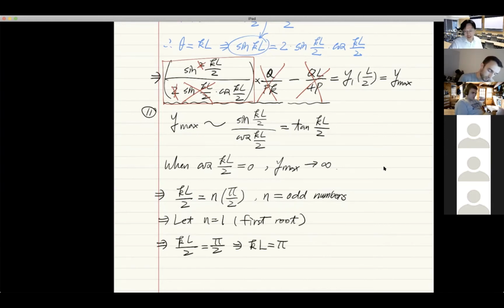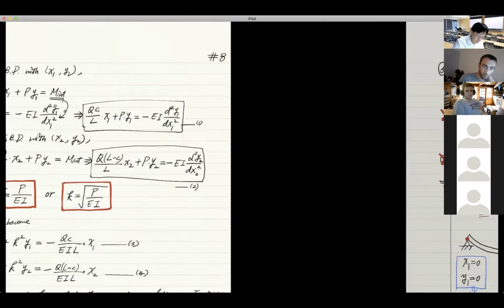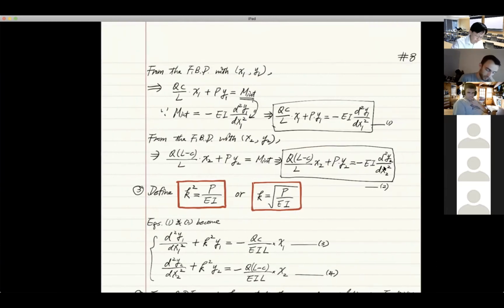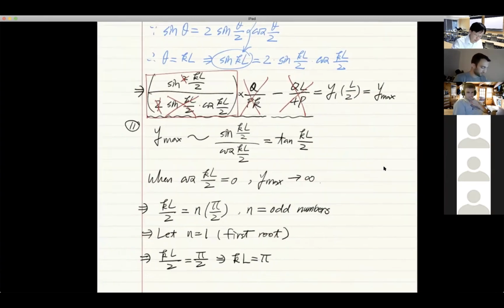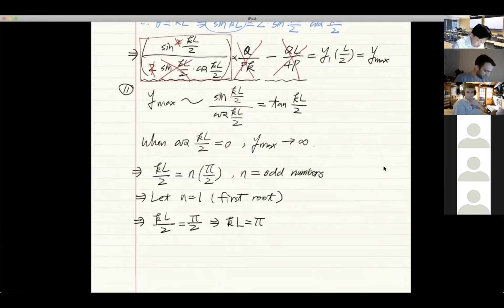And we know that by definition, k equals the square root of P/EI. You remember that's a definition we have, where? Let's go back to here. We said that k squared equals P/EI, so k equals the square root of P/EI, right? So by this definition, we're going to substitute it back here, replacing this expression of k with its definition. And then you're going to have this.